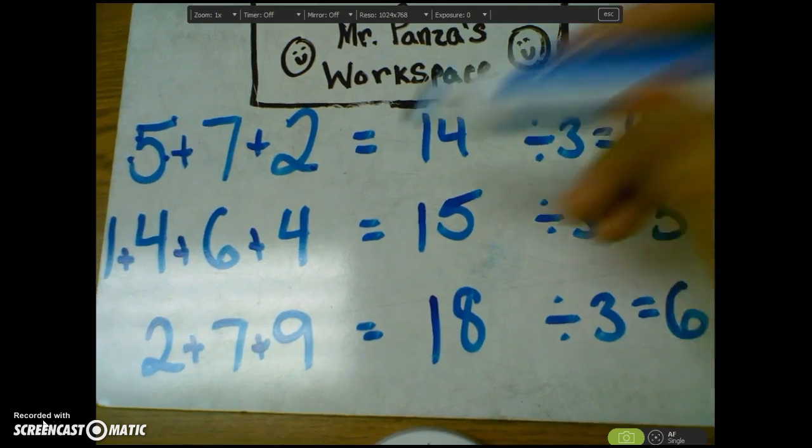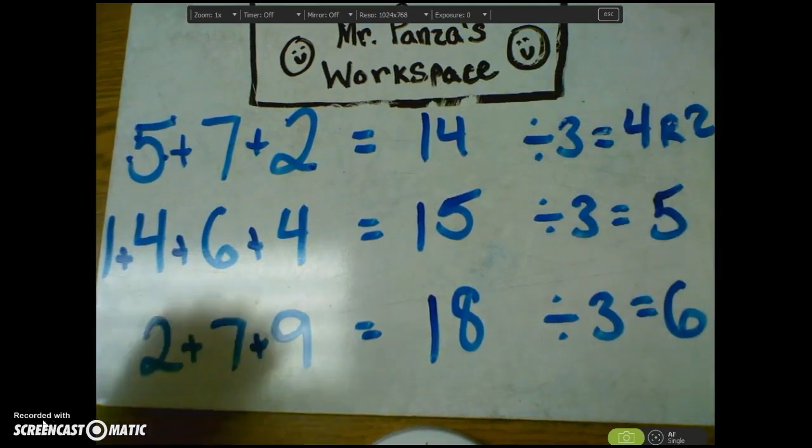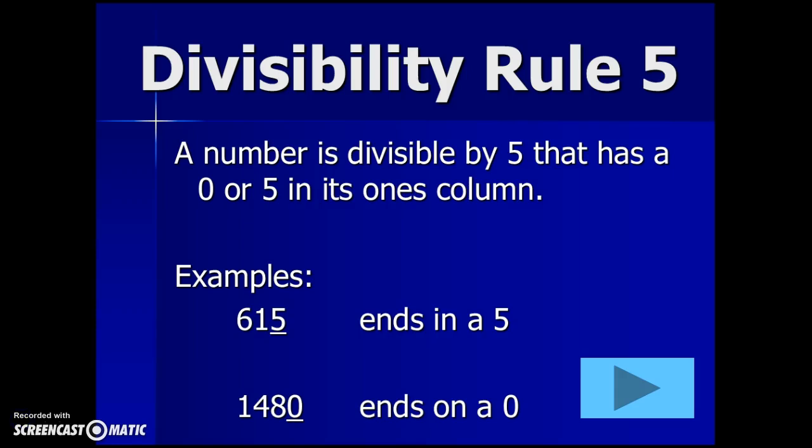3 is not a factor of 572. The divisibility rule for 5 and for 10 are very similar, so we're going to do those next two in succession together. A number is divisible by 5 that has a 0 or a 5 in the ones column. Similar to seeing if it was divisible by 2, but this time in the ones column we need a 5 or a 0, like in 615.